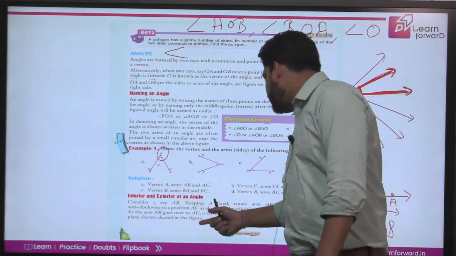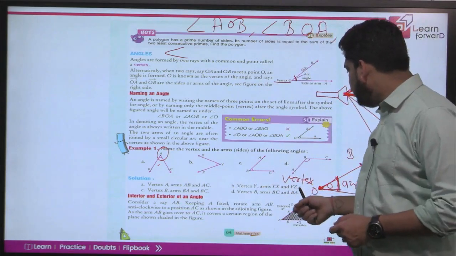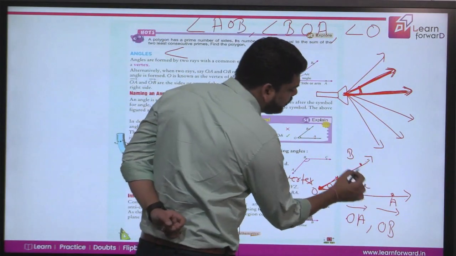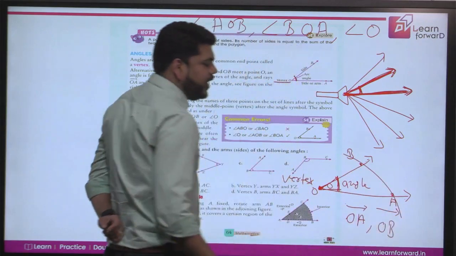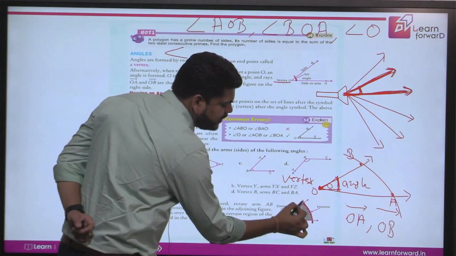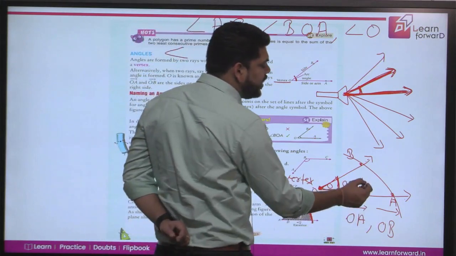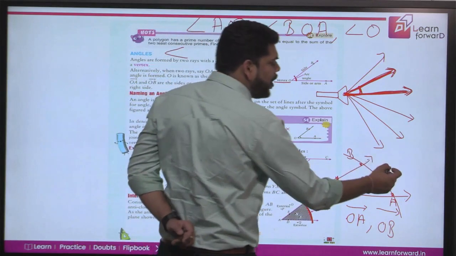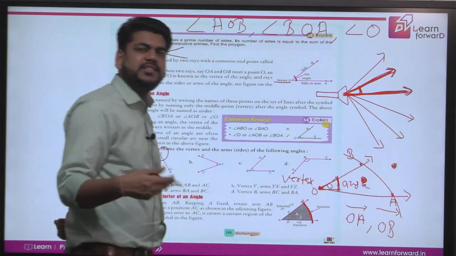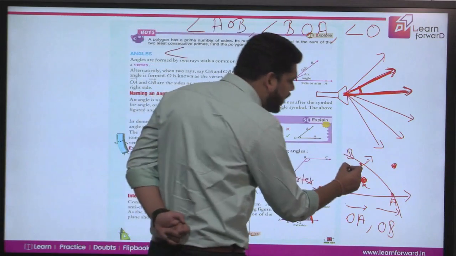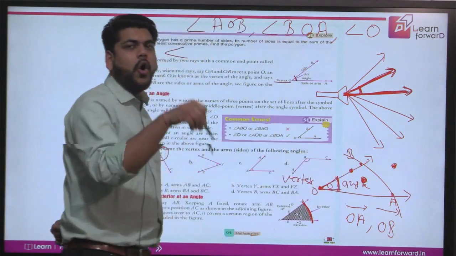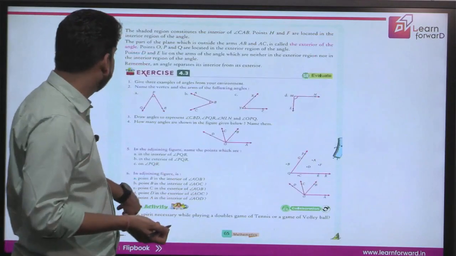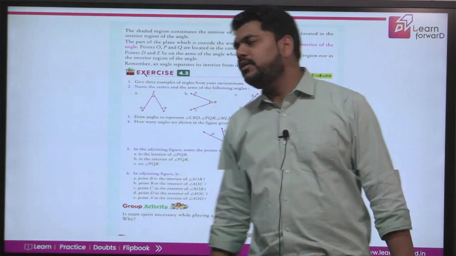Interior and exterior of angle. Now, if it is the angle over here, you can see I have already drawn the angle. And if I close it like this as given in the image, any point which is lying inside this angle is called interior. And if the point is lying outside it, it's called exterior. And if it is on the angle, we will say the point is on the angle. Fine. Interior, exterior and on the angle. So we are done with the concept of angles.